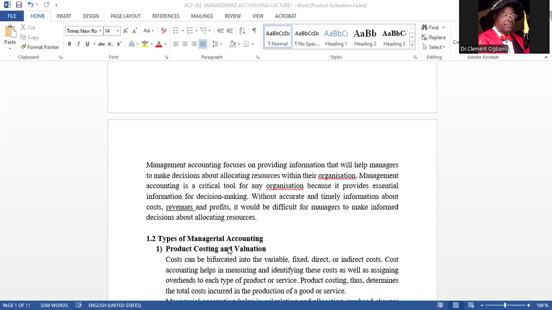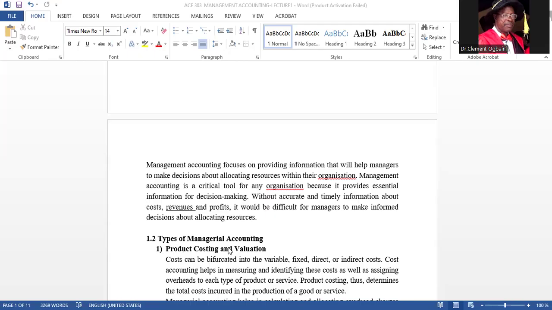Fixed costs are those costs that don't increase even when output increases or decreases. When output increases or decreases, the fixed cost remains the same. But variable cost, if output is increasing, variable cost will increase. If output is decreasing, variable cost will also decrease.